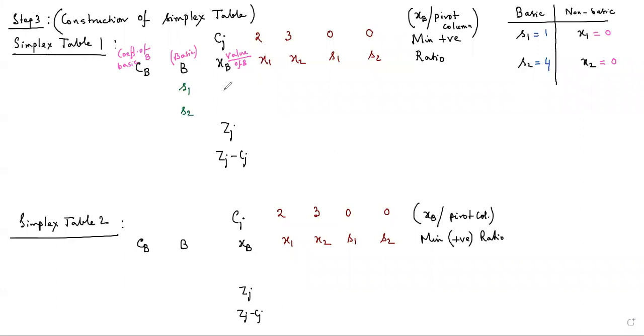What are the values of S1 and S2? We have just found that the value of S1 is 1 and the value of S2 is 4. What are the coefficients of these basic variables in the objective function? S1 has coefficient 0. Just look at this and look at that. The coefficients of these basic variables are 0 and 0 in the objective function.